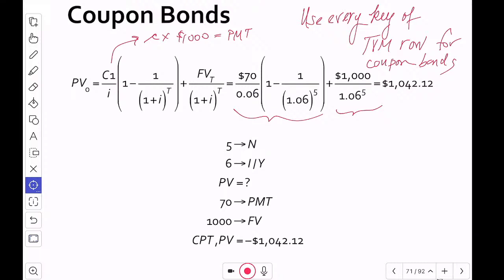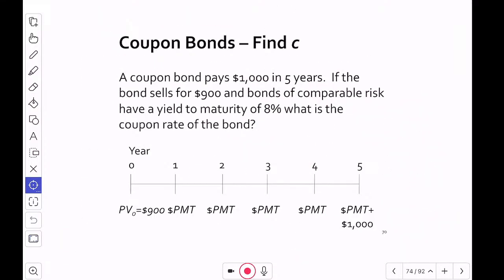So let's look at this problem where we have to find the coupon rate from the information provided. Here we have a bond, that's a coupon bond, and it pays 1,000 in 5 years, that's the FV. So you guys can look, this is FV, this is T. If the bond sells for PV of 900, so this is the PV, and bonds of comparable risk have a yield to maturity of 8%. This is our I. What is the coupon rate?